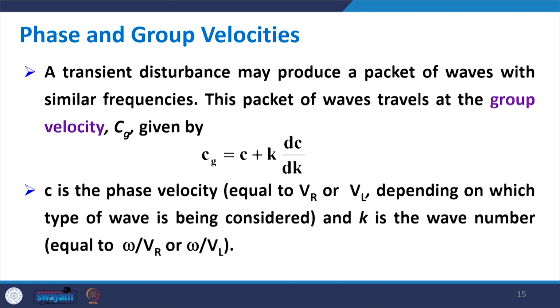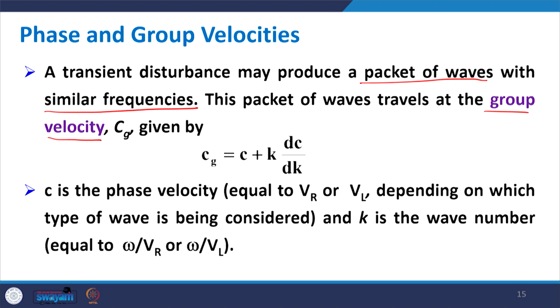So a transient may produce a packet of waves with similar frequencies. If you have a packet of waves, and these waves travel with similar frequency, only then do we club them together. This packet of waves travels at a speed we call the group velocity. So group velocity means the velocity of a group of waves traveling together.